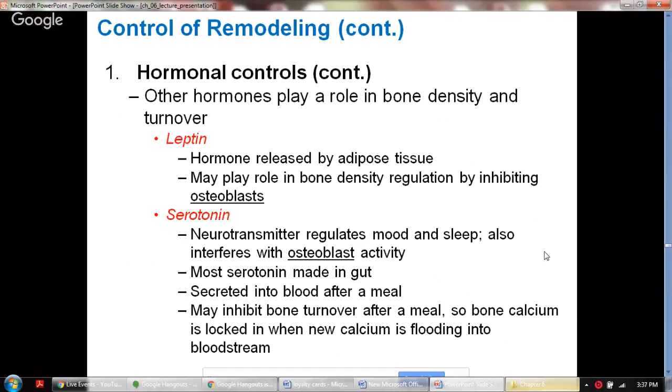maintaining the calcium level. So serotonin is made in the gut and it's secreted into the blood after a meal, and it may inhibit bone turnover after a meal. So bone calcium is locked in when new calcium is flooding into the bloodstream.